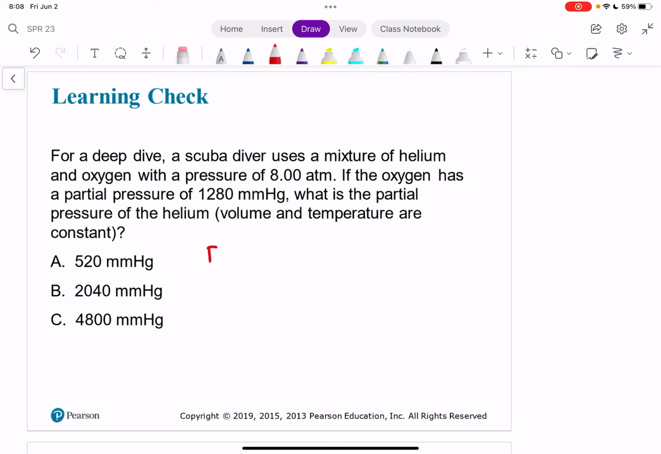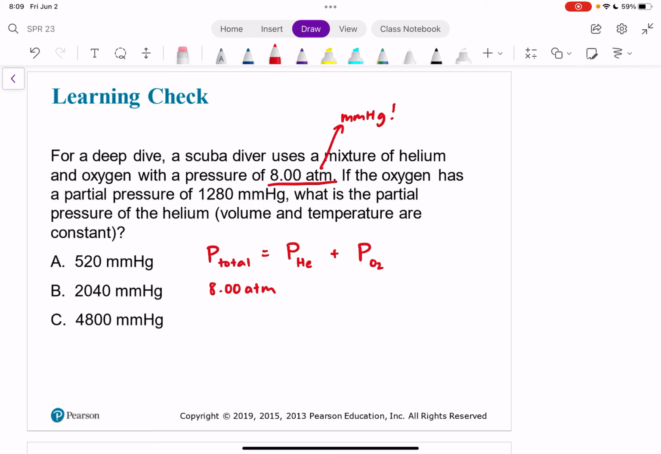So let's use our P total equals P of each of our parts of our mixture. So we got P He for one of our gases. And again, P oxygen, so P O2. Remember, oxygen is a diatomic molecule, so anytime you see oxygen gas, you're going to assume that it's O2 unless you're told differently. All right, so now we know that the total pressure is 8.00 atm. Oh, okay, so I just noticed my total pressure is in atmospheres. So I'm going to have to convert that to millimeters mercury.